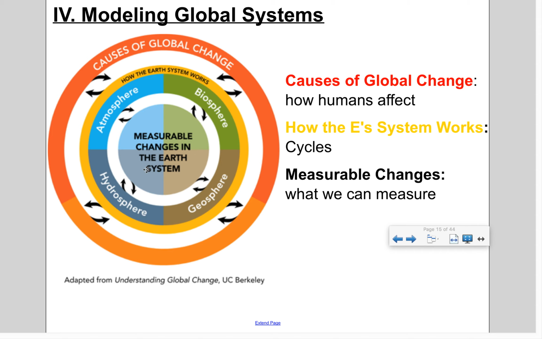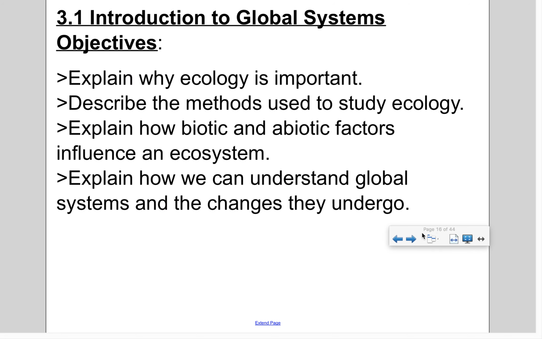Okay, and then the inside here is measurable changes in the Earth system. Basically what we can measure, measured rainfall is a big one, wind direction, but your book does list measurable changes, things that we can measure in each of these spheres. Maybe the measure of biomass or CO2 output from the plants or something like that.